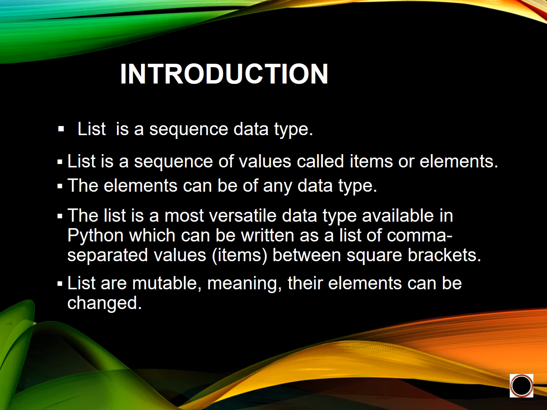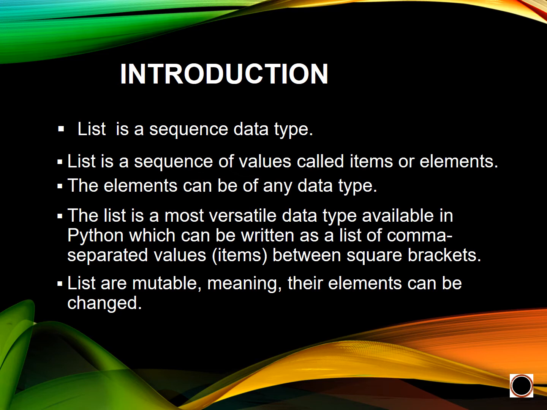What is a list? A list is a data type. It is a sequence data type. List contains multiple values which are known as items or elements. A list can contain elements which can be homogeneous or they can be heterogeneous also. That means list can contain different types of values or it can contain similar types of values also.